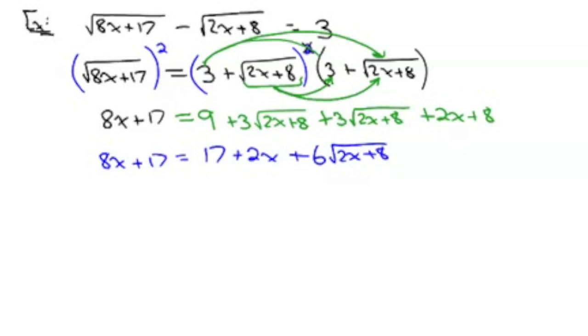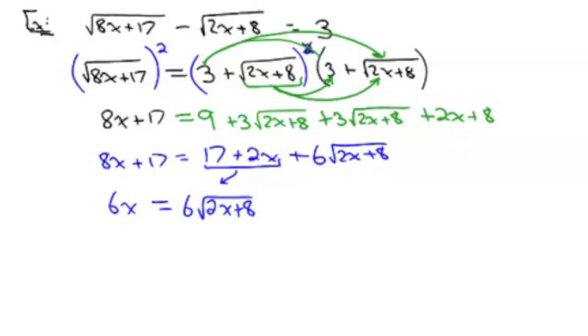Well, basically what happens here is you're starting all over again with a new equation. What kind of equation is this? Well, it's a square root equation. So what should be your instinct? Get it by itself. So I need to move the 17 and the 2x to the other side. So shift these two over, and that becomes 8x minus 2x, 6x. 17 minus 17, oh, that's nice, 0. Equals 6 times the square root of 2x plus 8.